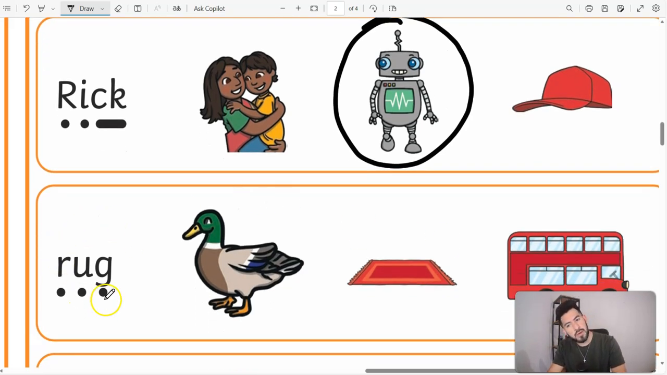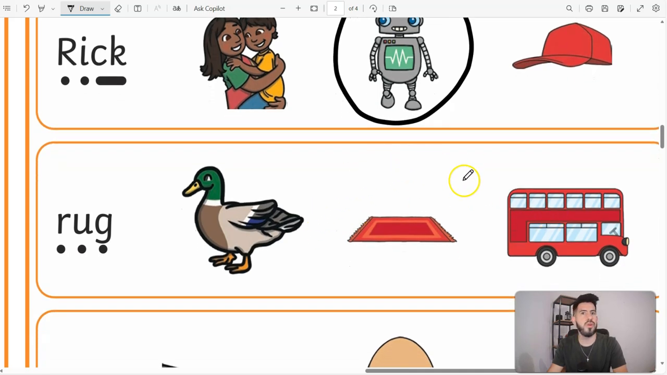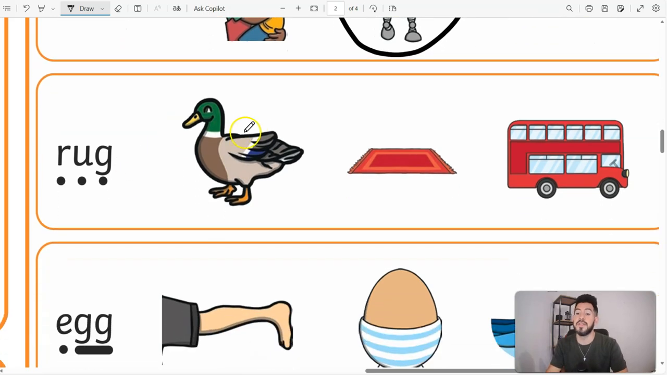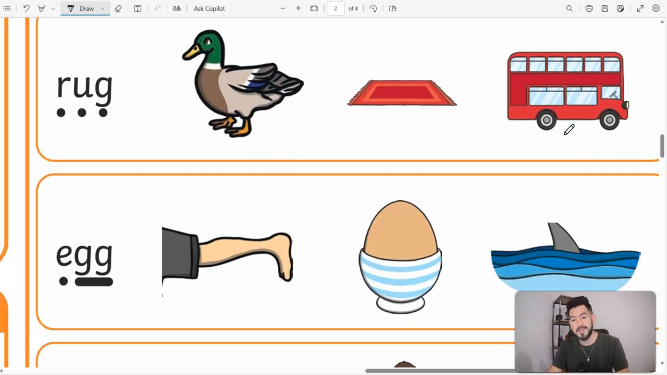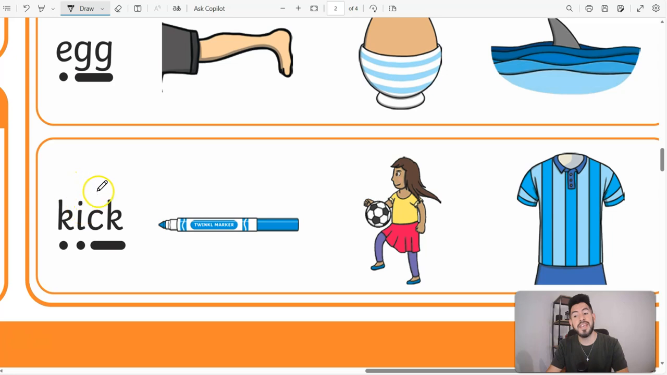Then read the word and circle the correct option. Okay? Van a mirar todas las imágenes para darse cuenta de cuál quizás no es la que corresponde. Rug, okay, this is a little carpet, let's say, a mat that you can put on the floor. This is a dog, this is a bus, then we have an egg, and finally a kick. Which one is kick? To kick the ball, for example. When you play football, you kick the ball.